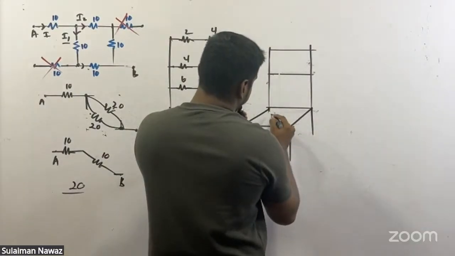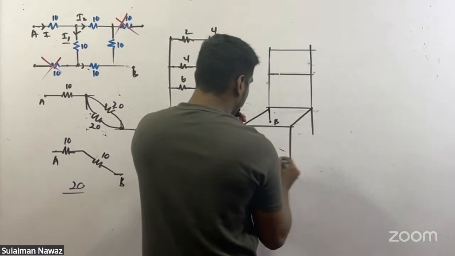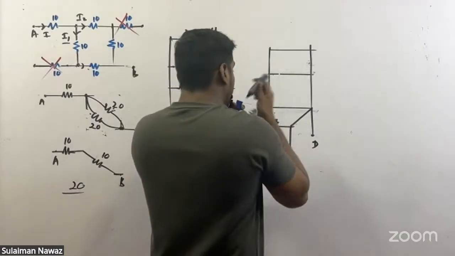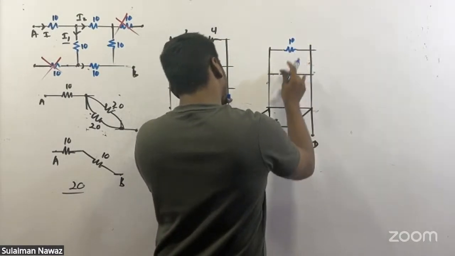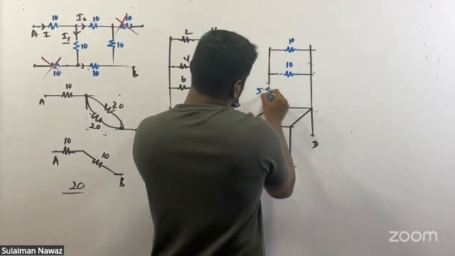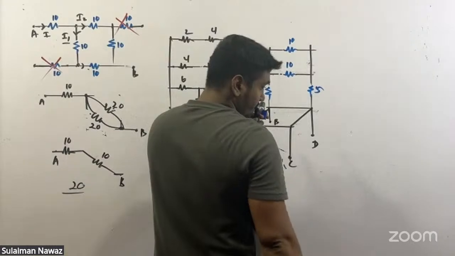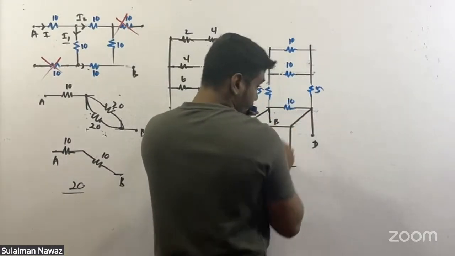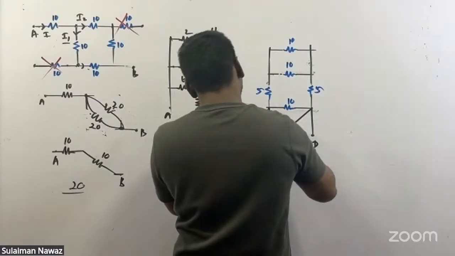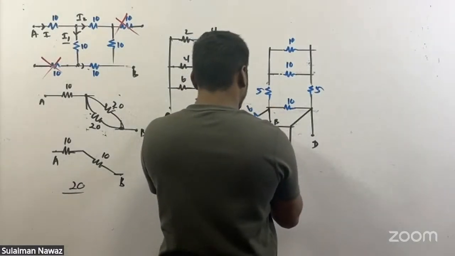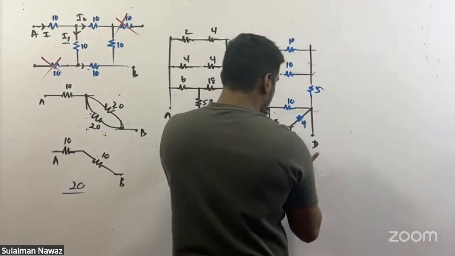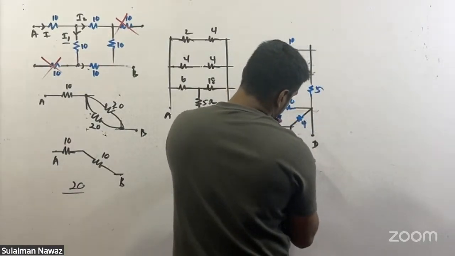This is point B, point capital A, point capital C, point capital D. 10 ohms, 10 ohms, 10, 10, 5, 5, 10, 6, 2, 4, 6, 6, 2, 4, H1, it's 3.